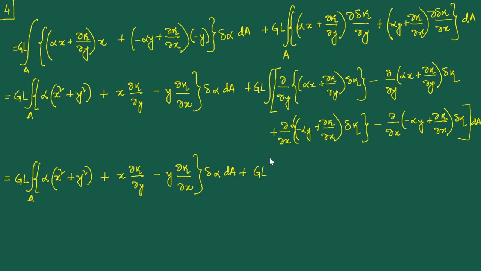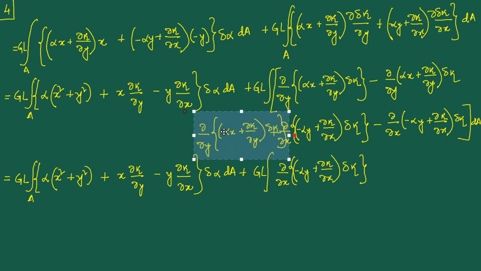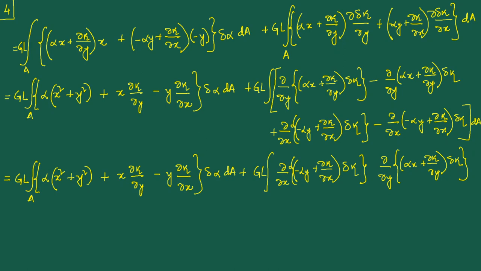Okay, so it's something like this, that I have this. So let me just copy this thing. I'll have this term. And I'll have this term. And there should be a plus in between. So this entire thing is where I'm going to use our Green's theorem later on. And the terms that we are left with, they are here.